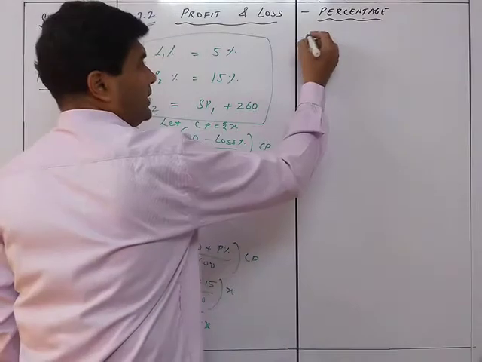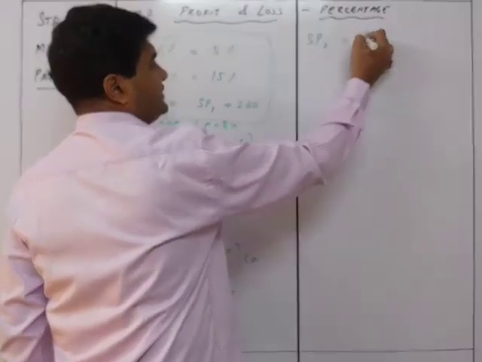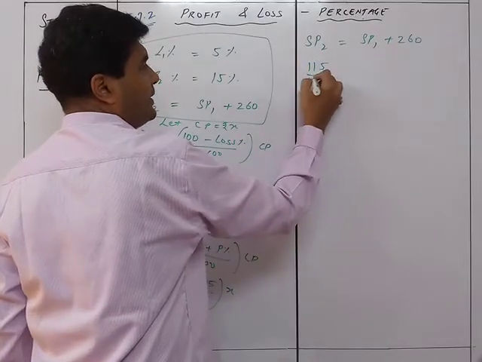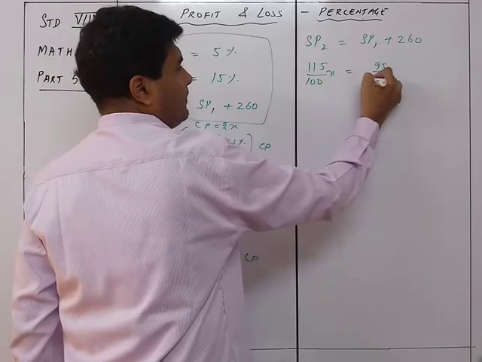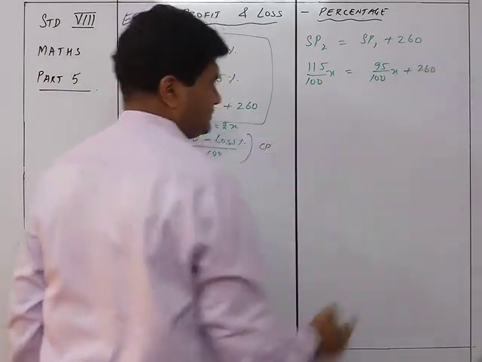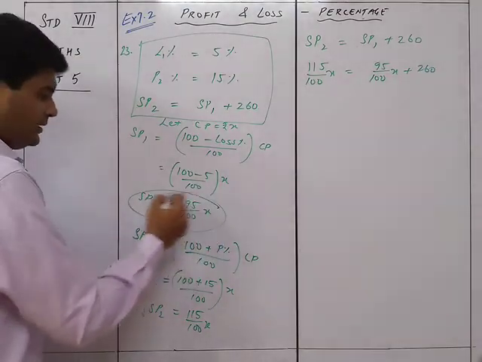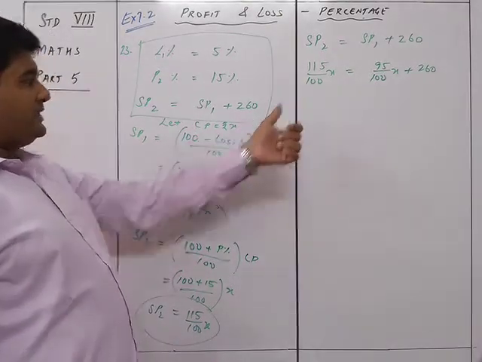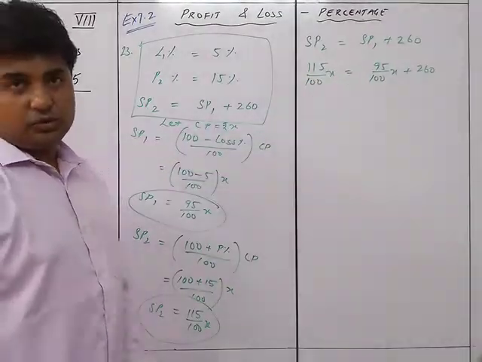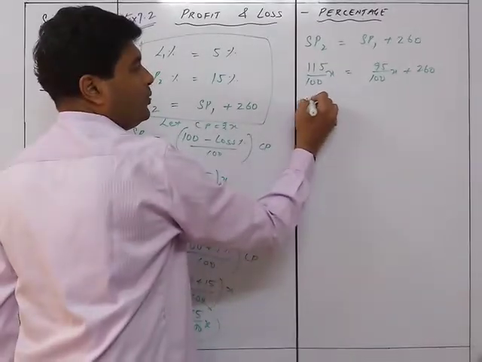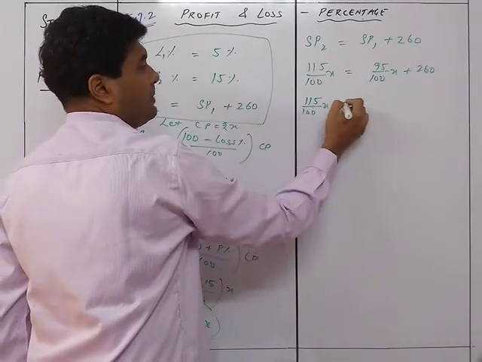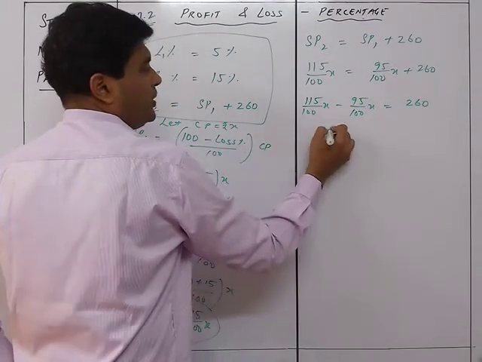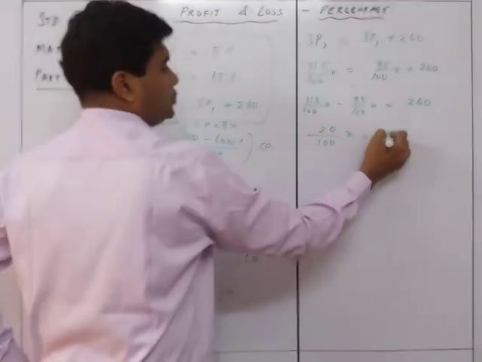So that's why we add over here SP2 is equal to SP1 plus 260. So it is 115 upon 100x is equal to 95 upon 100x plus 260. This is SP1, this is SP2, and the difference is 260. So taking this over here, it is 115 upon 100x minus 95 upon 100x is equal to 260. That will give me 20 upon 100x is equal to 260.